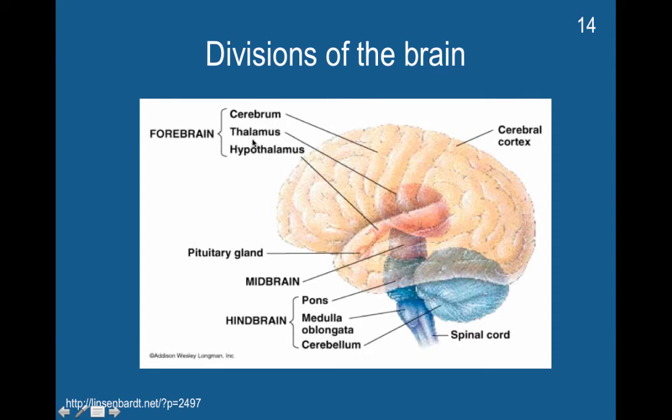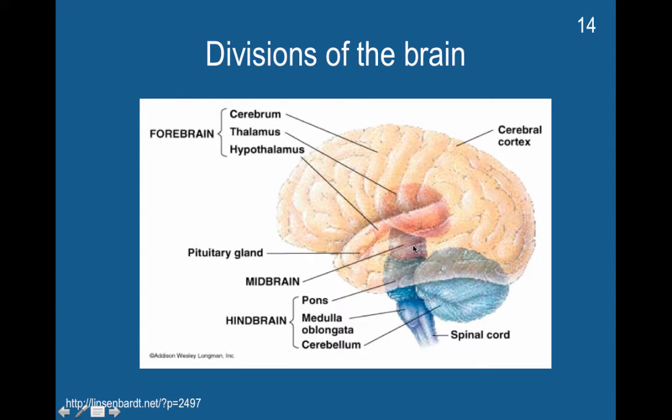And then the forebrain also comprises the thalamus, which is right in here, and the hypothalamus. Okay? So the cerebral cortex or the cerebrum is all on the outside. The thalamus and the hypothalamus are more on the inside. All of these together make up the forebrain. Then you also have the midbrain, which is right in here, and this is a more evolutionarily older part of the brain.